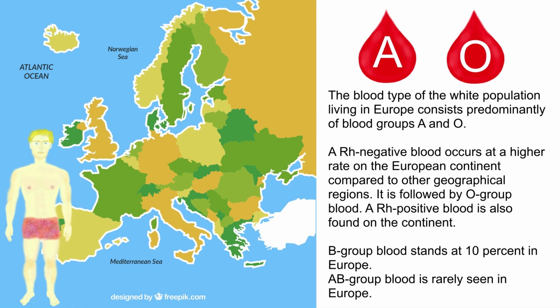The blood type of the white population living in Europe consists predominantly of blood groups A and O.